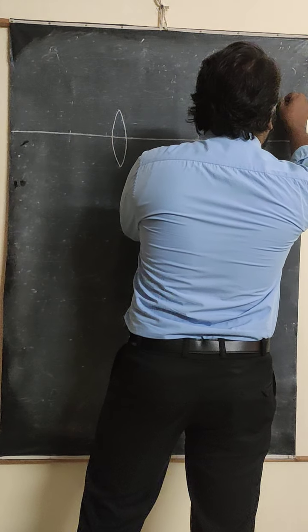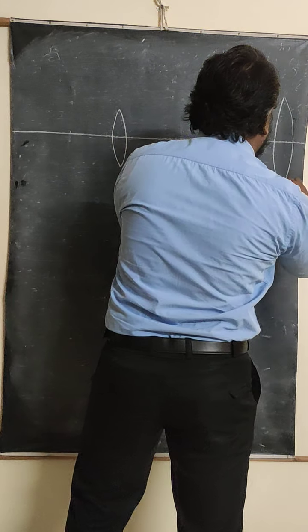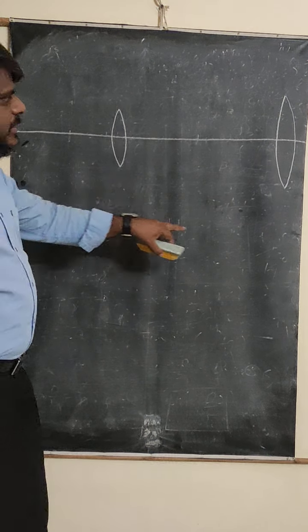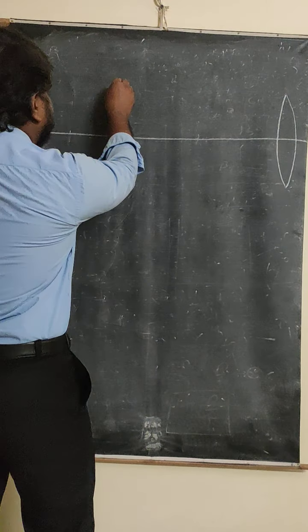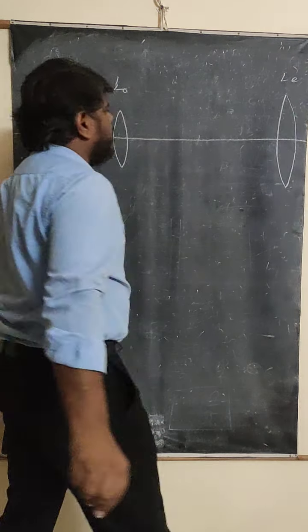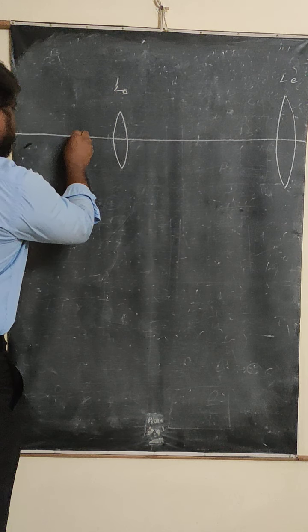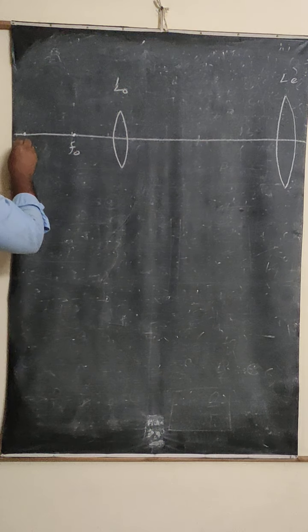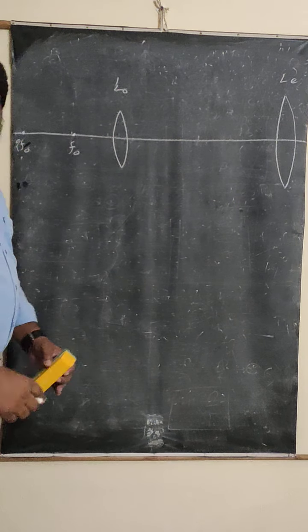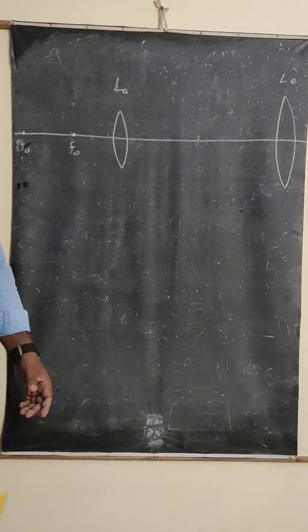And next I am going to take the lens of large focal length, which is called the eye lens. This small focal length lens is the objective lens, and this is the eye lens. Let us represent them: the objective lens can be represented by L0, and the eye lens by LE. Now this is the point F0, the focal length of the objective lens, and this point is 2F0.